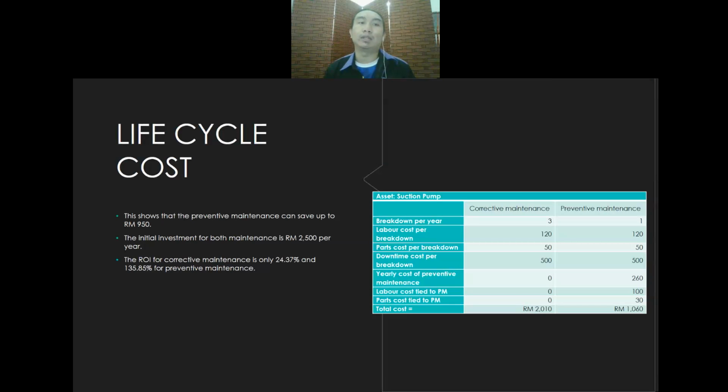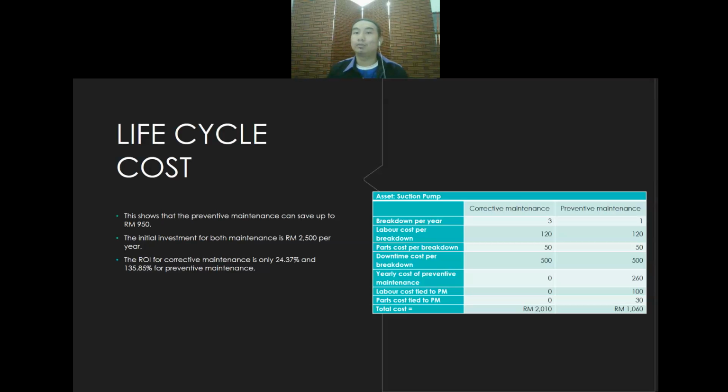Next is about life cycle cost. As for the life cycle cost, we take an example of a suction pump, because the audit shows that the suction pump defect is quite high. So there are two maintenance types, corrective and preventive. This can show the difference between corrective and preventive maintenance itself.